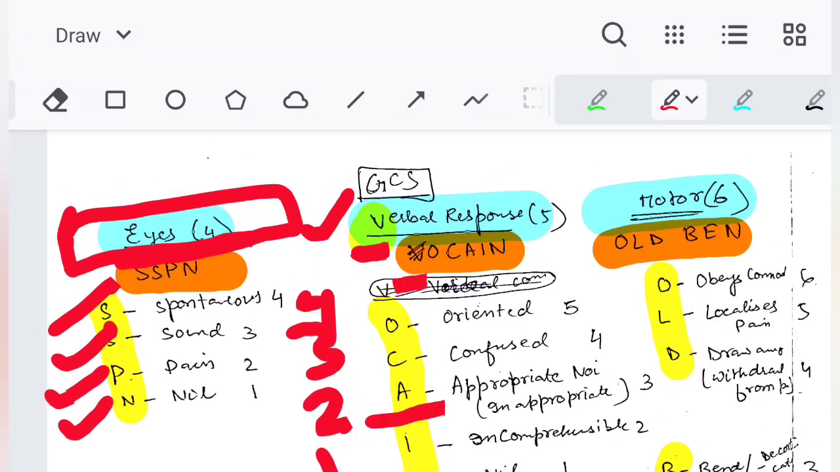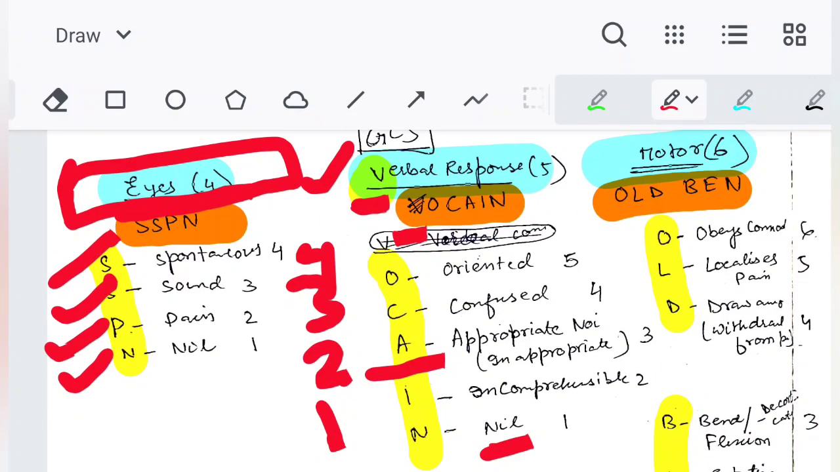So for the verbal responses, the mnemonic is VOCAINE. First V for verbal response, O is for orientation, that is a score of 5. Then confused, that is a score of 4. Then inappropriate, that is a score of 3. Then incomprehensible, that is a score of 2. Then nil, that is a score of 1.